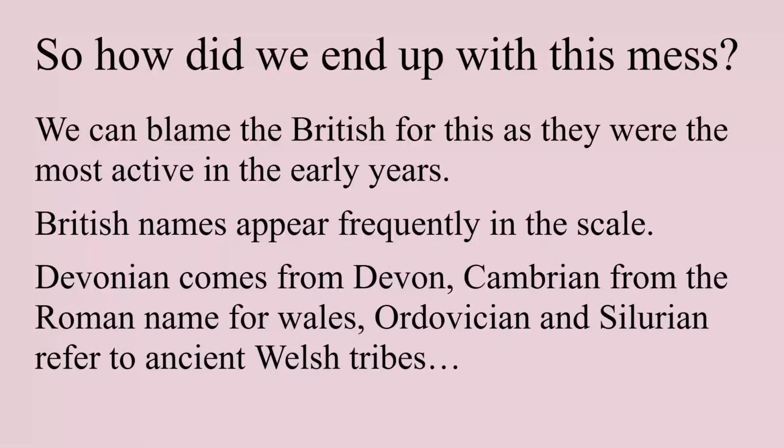We can blame the British for this, as they were the most active in the early years. British names appear frequently in the scale. Devonian comes from Devon. Cambrian from the Roman name for Wales. Ordovician and Silurian refer to ancient Welsh tribes.